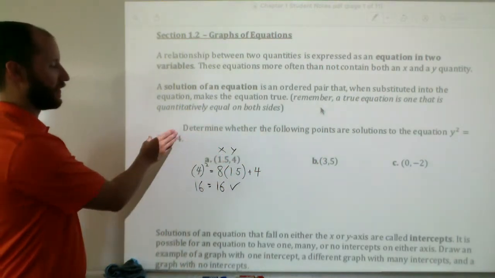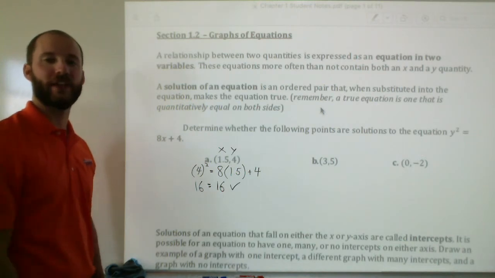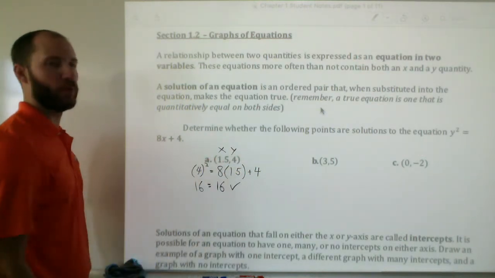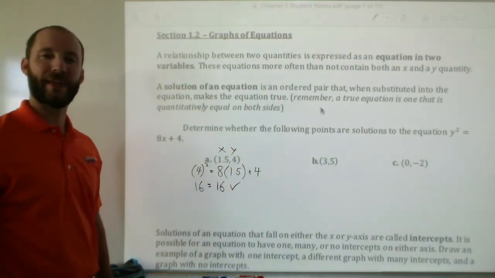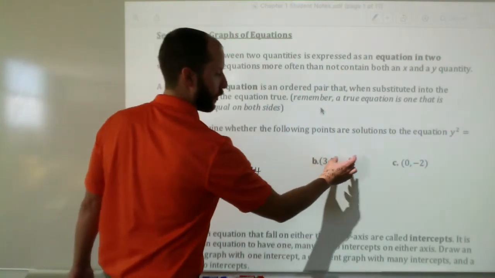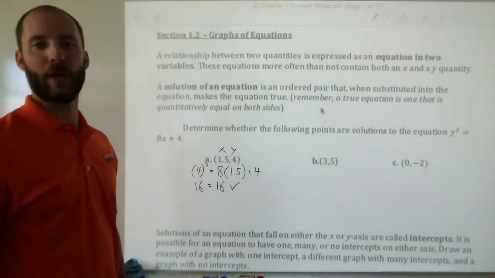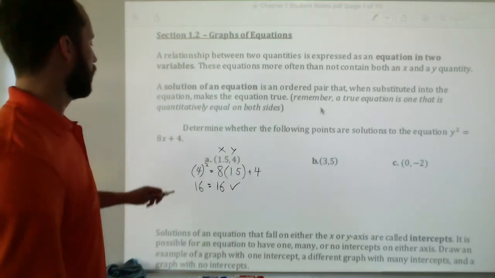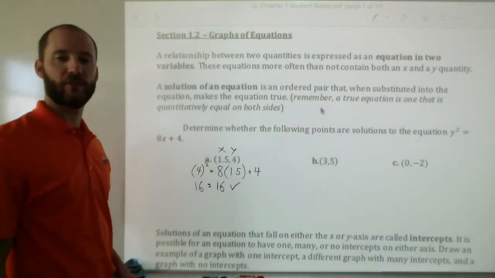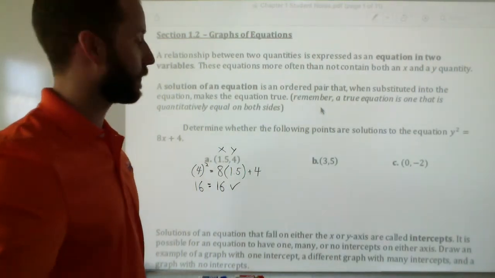If you were to graph this entire equation, this sideways facing parabola, the point 1.5 comma 4 would be on that curve. So for these 2 points here, you would just test those as well. Plug them into the original equation, y squared equals 8x plus 4, and see what you get.